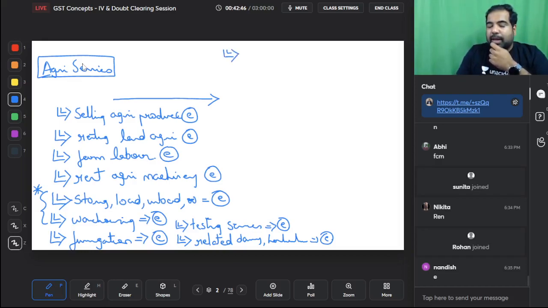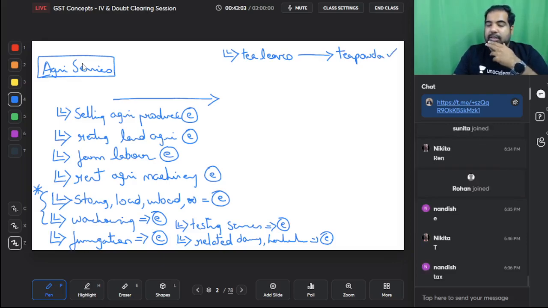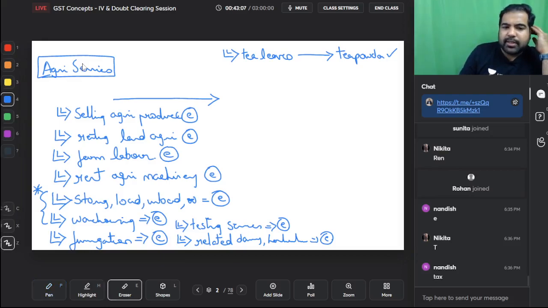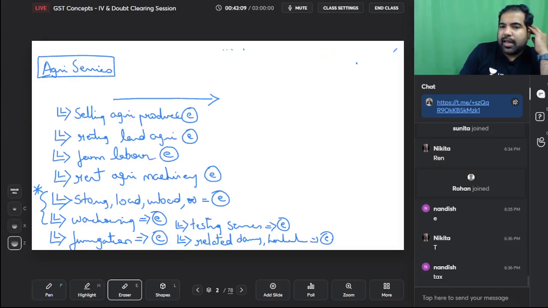Guys, what I mean by agricultural produce is, for example, tea leaves are exempt because it is agriculture. Selling tea leaves, there is no GST. But when you convert it into tea powder, there is GST on that. Yes, there is GST. Why? Because you're changing the essential characteristic. So let's see where we change the essential characteristic.